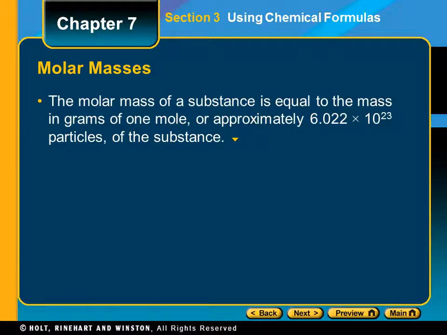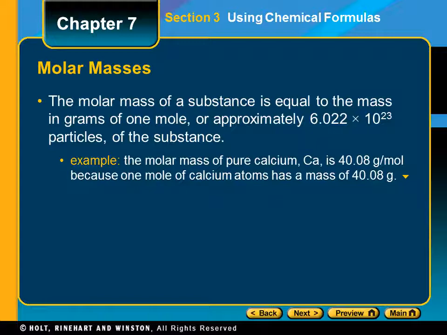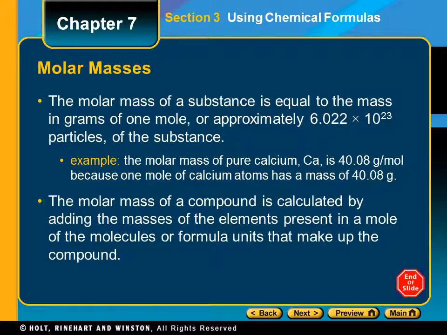The molar mass of a substance is equal to the mass in grams of 1 mole, or approximately 6.022 times 10 to the 23 particles of the substance. So the molar mass of pure calcium, Ca, is 40.08 grams per mole, because 1 mole of calcium atoms has a mass of 40.08 grams. Remember, this is stuff we've already done. The molar mass of a compound is calculated by adding the masses of the elements present in a mole of the molecules or formula units that make up the compound.